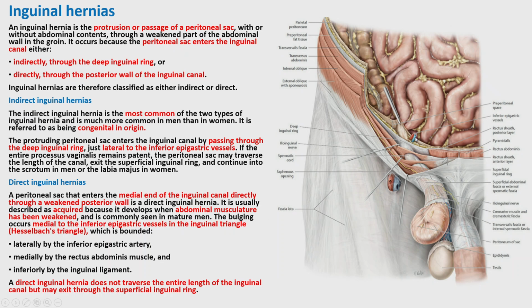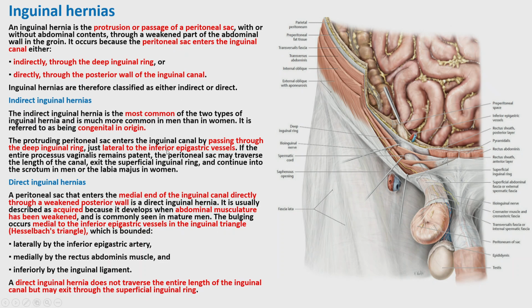So if you find the epigastric vessel and there is a herniation of the peritoneal sac in this region, it's in the medial inguinal fossa, where the Hasselbalch triangle is located. So a direct inguinal hernia does not traverse the entire length of the inguinal canal. It's just located at the superficial inguinal ring.